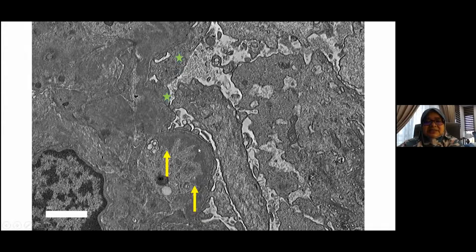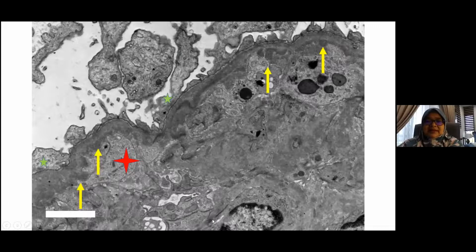Okay, so we can see that this is supposedly the end of the normal lamina rara interna, but now we can see these electron dense deposits going inwardly. So these are the subendothelial deposits. Okay, the ones with the green stars are the effacement of the foot processes. Okay, so this cell here is the mesangial cell.